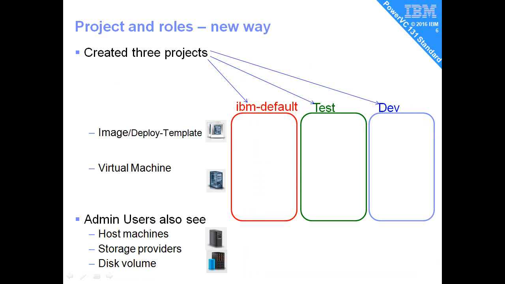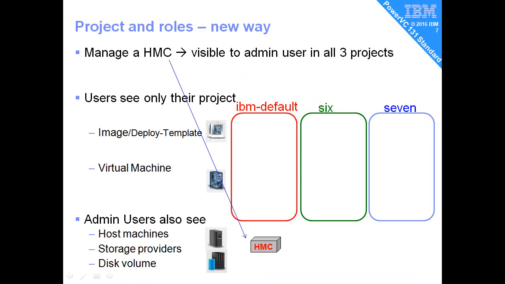Let's build up the picture now with the newer projects involved. Let's create 3 projects. Well, we only have to create 2. The IBM default is there when you do the install. Next, we're going to go to the host panel to manage a host. It will ask you, well, which HMC is it connected to? And we can select a HMC. Once we do that, that HMC is now visible to all 3 projects. We don't have to do this 3 times.